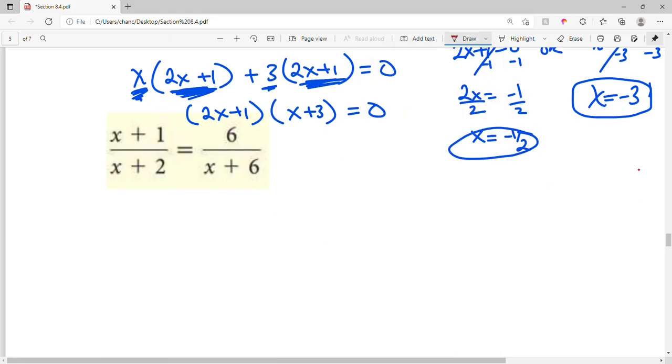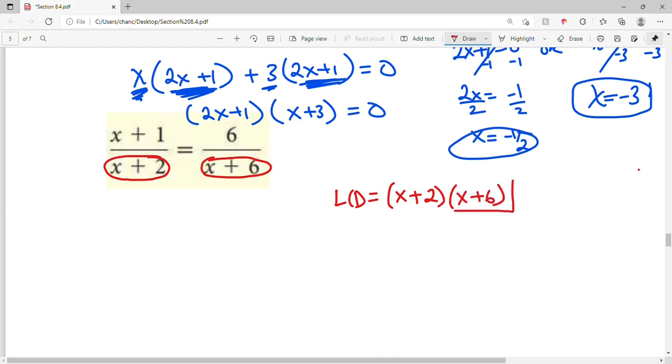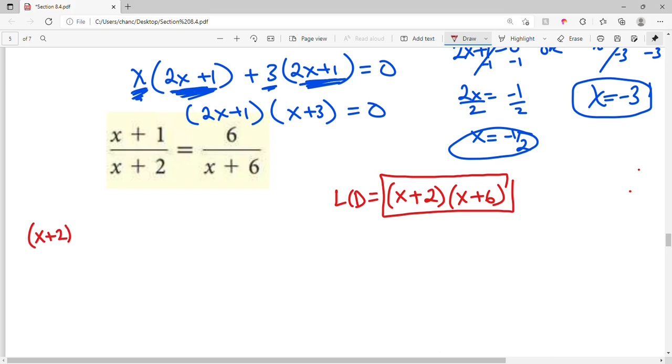For the next question, it's really important that you know how to figure out the LCD. To figure out what the LCD is, I usually just take all of the pieces of the denominator. So in this case, I have a denominator with x plus 2 and x plus 6. This is going to be my LCD. It has to be divisible by all of the denominators, so we need an x plus 2 and an x plus 6.